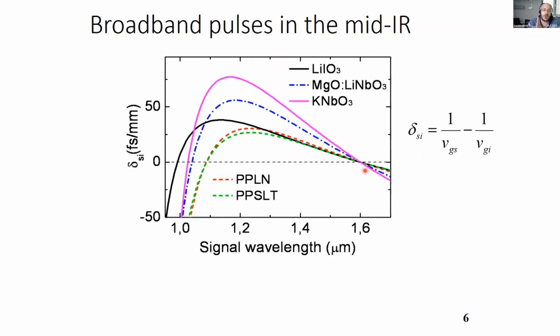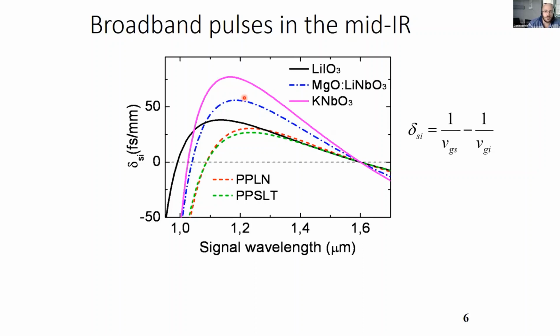But if the signal is at 1.6 micron, it means that also the idler is at 1.6 micron. It's half the wavelength of the pump. So this is the one that Rocio was explaining before, the degeneracy OPA. In this condition, you see that the signal propagates faster than the idler.